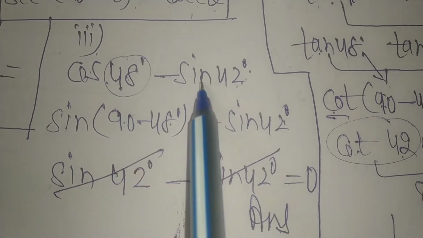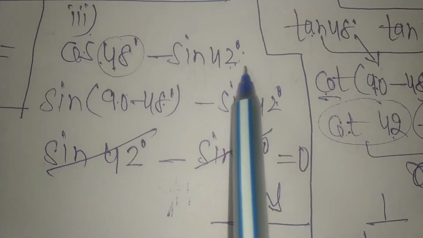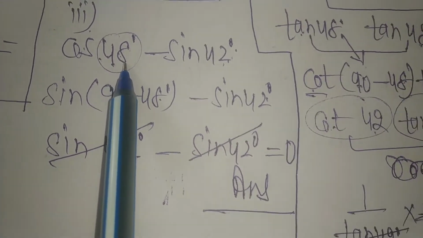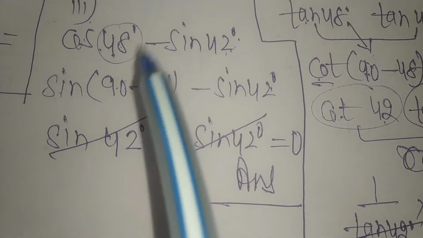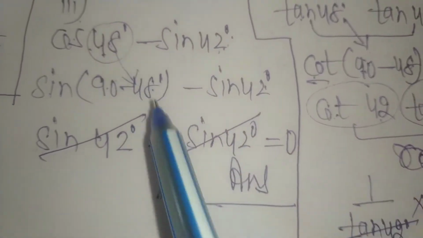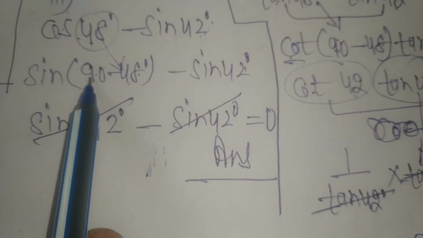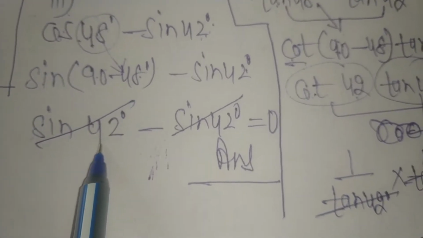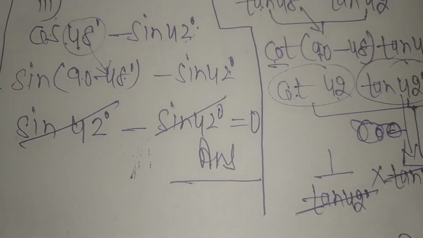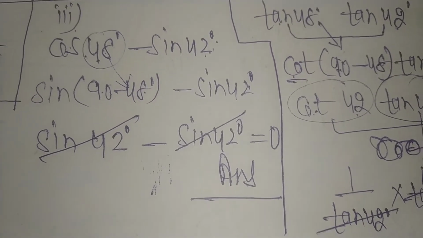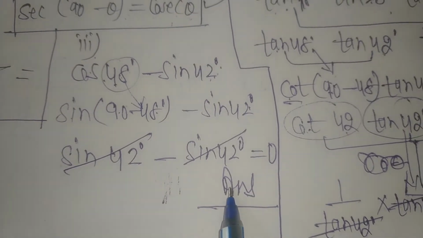cos 48 − sin 42. So again we will change the larger angle. This cos θ means sin(90 − θ). This and this will come to the same. So 90 − 48 will be 42. So sin 42 − sin 42. They both will cancel and we will get 0 as our answer.